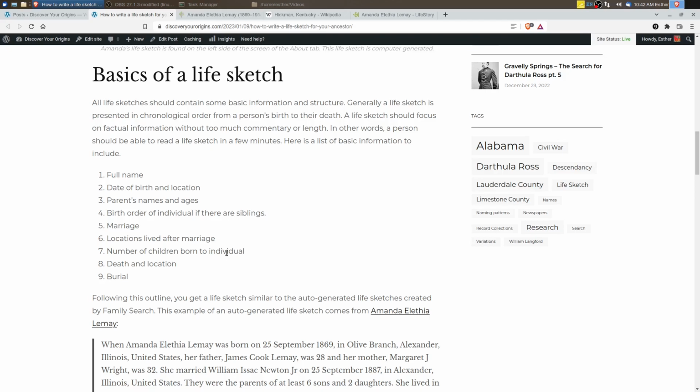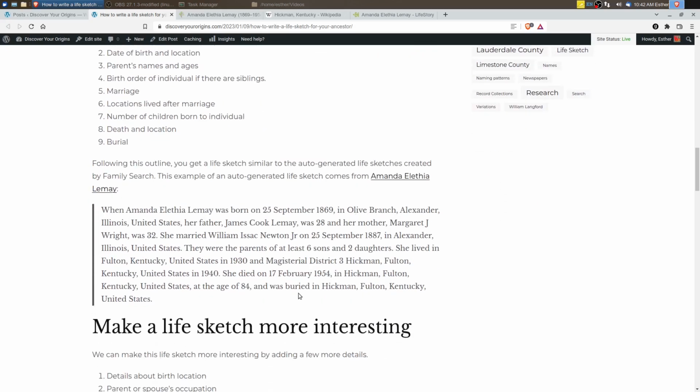A life sketch should just include basic facts like full name, date of birth and location, parents' names and ages, birth order, marriage, locations you lived after marriage, number of children born to that individual, death and burial. And usually I like to write it in chronological order. And I compared that with the life sketch. This is the auto-generated one from FamilySearch.